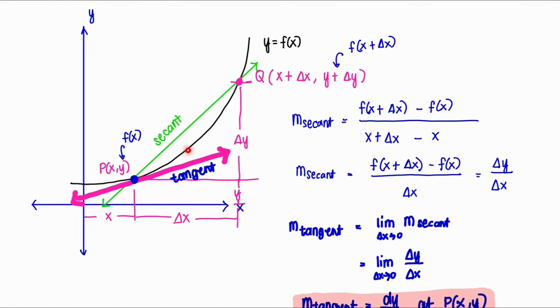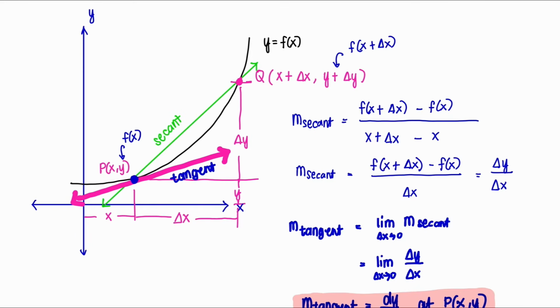Remember, if this is our curve right here, the tangent line intersects the curve at a single point. This point where the tangent line touches the curve is what we call the point of tangency. So the normal line also touches, or intersects the curve at the point of tangency. But what makes it special is that it is perpendicular to the tangent line.